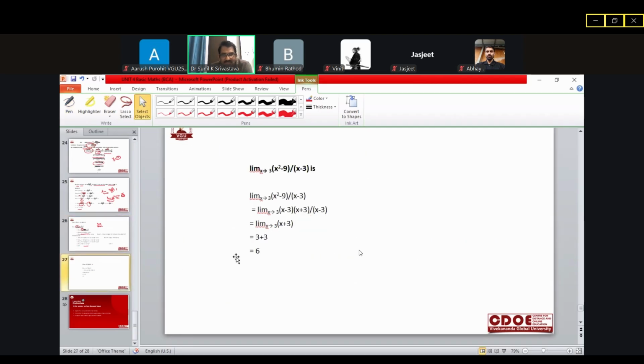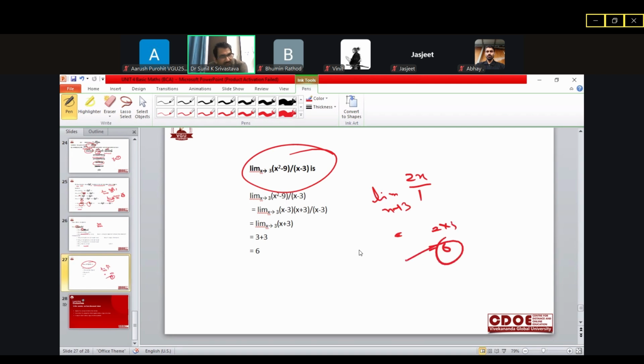Another problem is limit of x square minus 9 upon x minus 3. This problem can be done by use of the L'Hospital rule, because putting x equal to 3 becomes 0 by 0. So what do I have to do? Differentiate: 2x upon 1, limit of x tends to 3, and 2 into 3 is equal to 6, which is the answer. Or you can make the calculation by cancellation of x minus 3 by x minus 3. The answer is x plus 3, and the answer is done as 6.